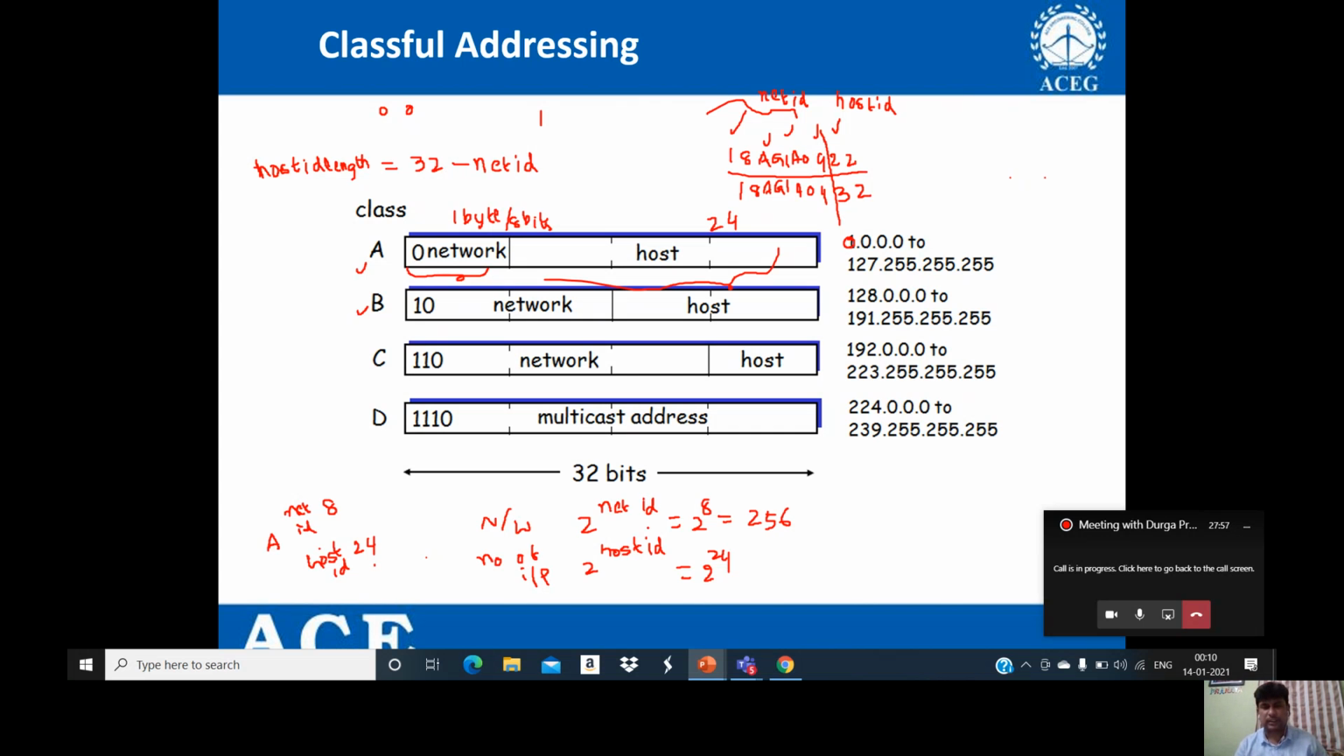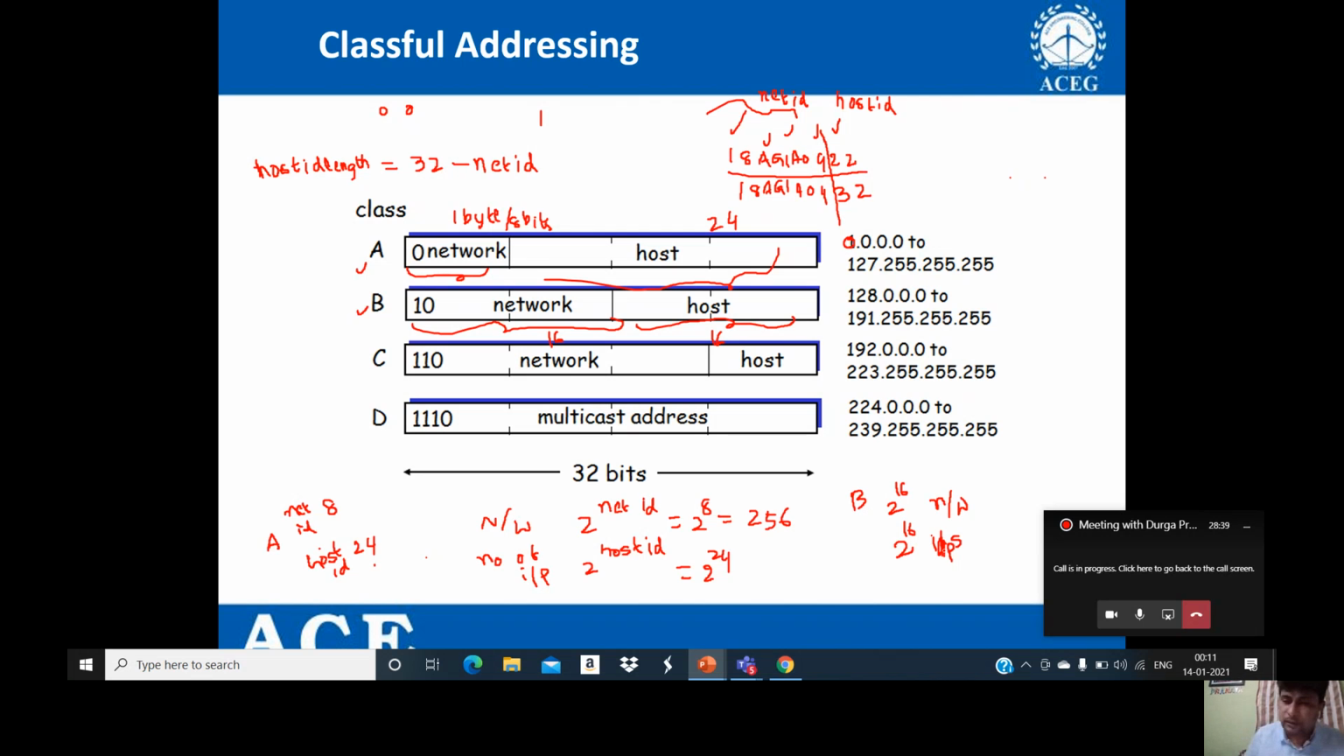Now let us look at class B. Here the length of the network ID is fixed as 16 bits or 2 bytes. In the same way, the length of the host ID is 32 minus 16, which is equal to 16 bits. So the total number of networks in class B is 2 power network ID length, so we will have 2 power 16 networks, and the number of IPs in each network is also 2 power host ID length, which is 2 power 16. So each network will have a total of 2 power 16 IPs.